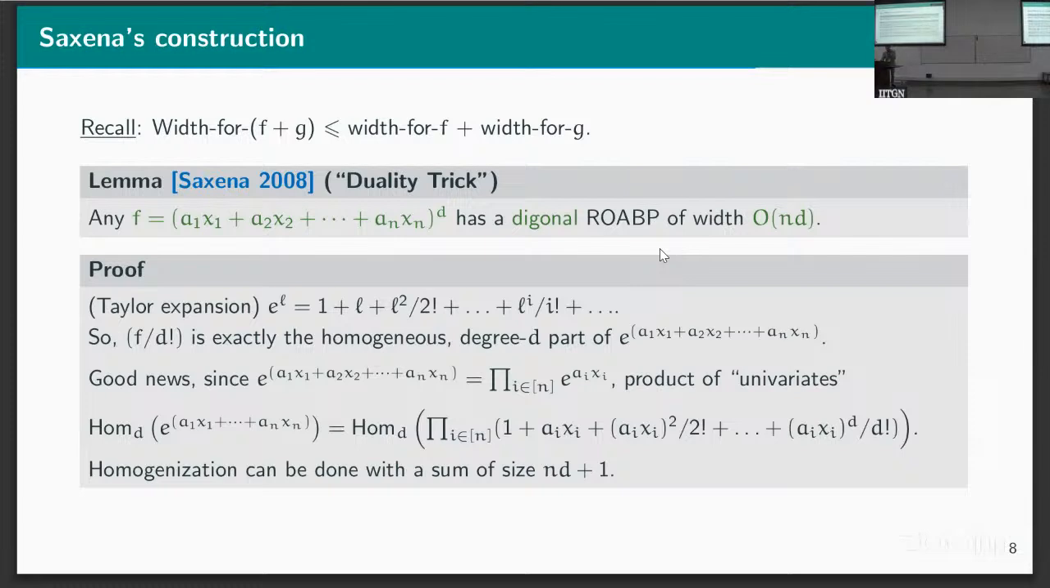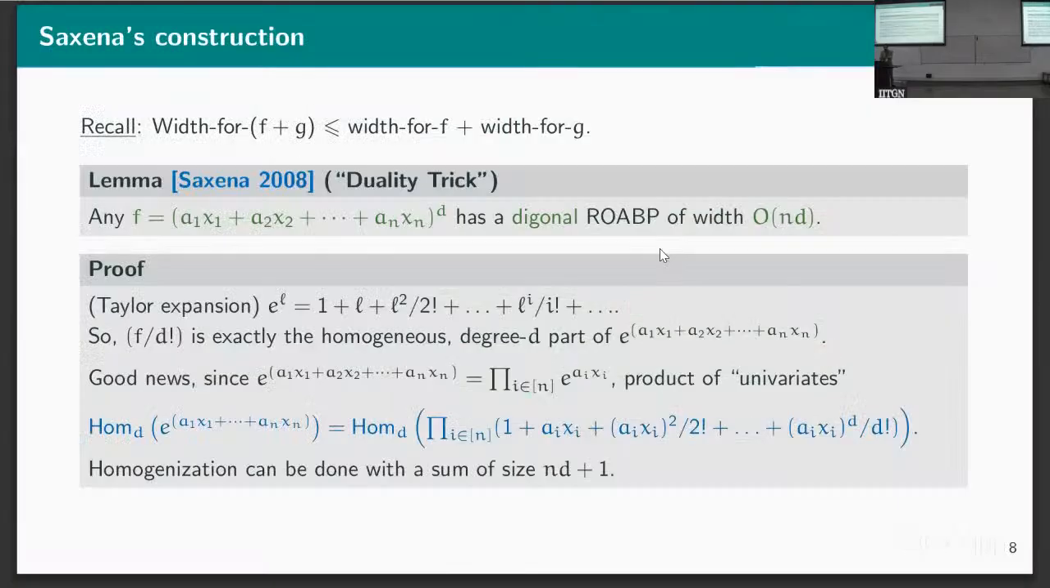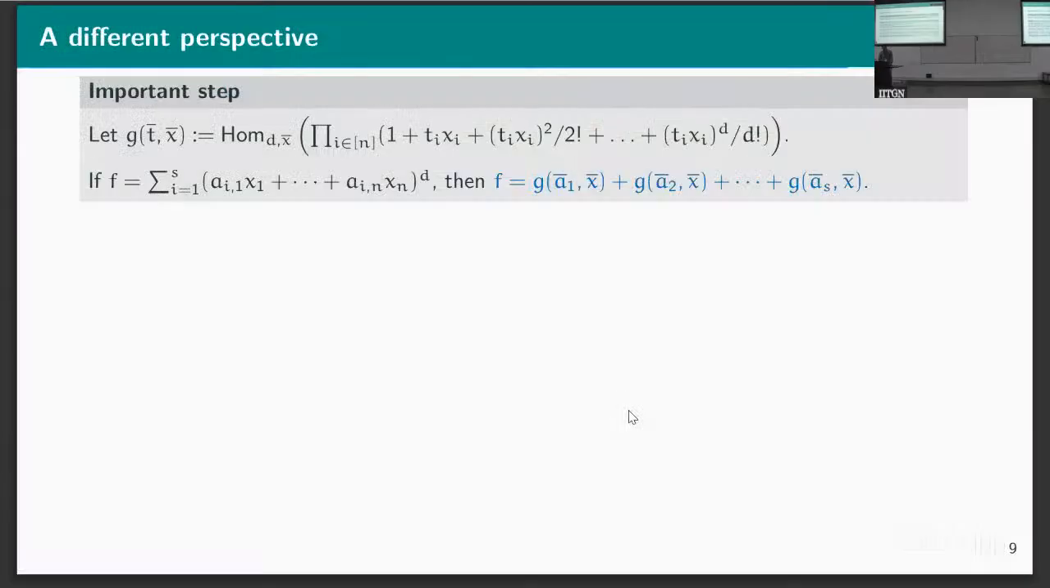What I want to bring your attention to is this step, and in fact especially this polynomial. Look at these truncated exponentials. And for a moment, forget this homogenizing operator outside. Just look at the product of the truncated exponentials. Let's say this is the important step.